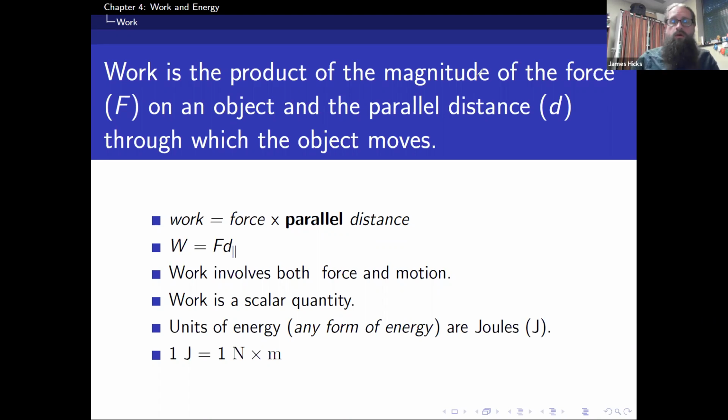And that's what I mean by parallel distance. One thing that's nice about work and energy is that those are not vectors, so we don't have to worry about any kind of direction. And the units for energy are called joules. It's a derived unit, and it's special enough to get its own name. A Newton times a meter is a joule.